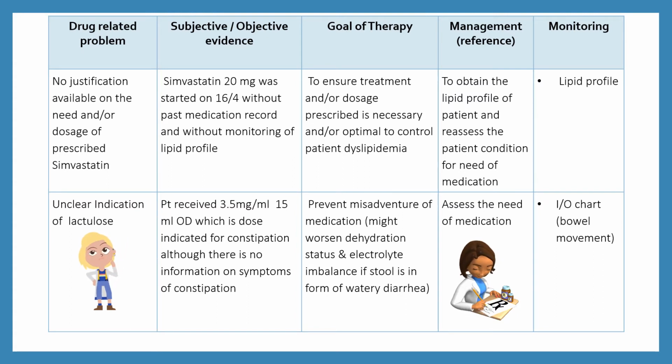Also, there is an unclear indication of lactulose because the patient received a dose indicated for constipation, although there is no symptom of constipation noted in the progress note. Hence, we need to really assess the need of lactulose medication, and close monitoring should be done on the IO chart of bowel movement and also the patient's complaint of difficulty pooing.